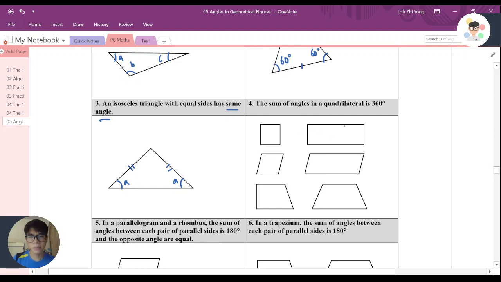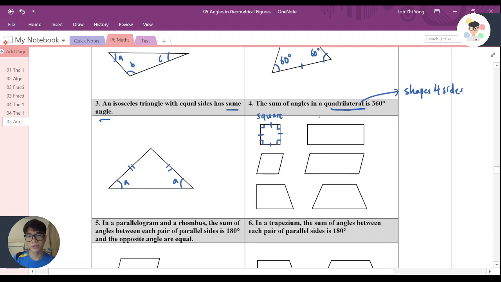And the next one, the sum of angles in a quadrilateral is 360 degree. So what does it mean by quadrilateral? Quadrilateral basically means that the shapes with four sides, okay, four sides, and it's a straight sides. So as you can see, the first one is what we call a square. So we know that here, all the same length, and the degree here is all the same, which is 90. Okay, and that's why 90 plus 90 plus 90 plus 90 is 360.